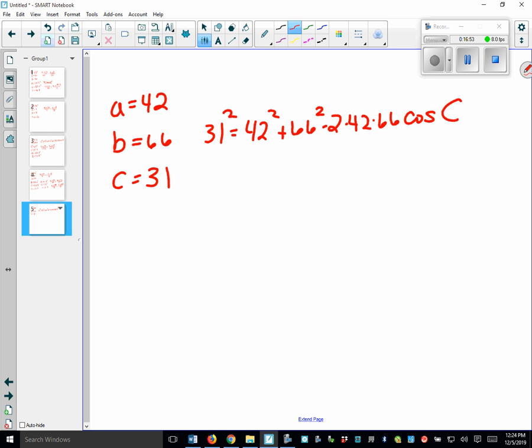Do you have an answer? C is 21.5 degrees. Now what am I going to do? Law of sines. Before we do law of sines, do I have to check for another triangle? No, because it's law of cosines. Okay?